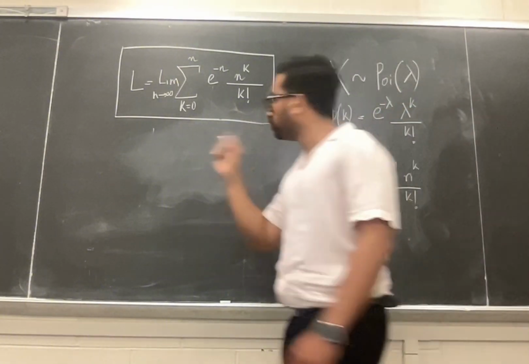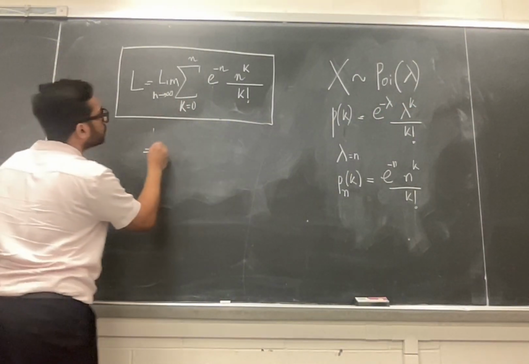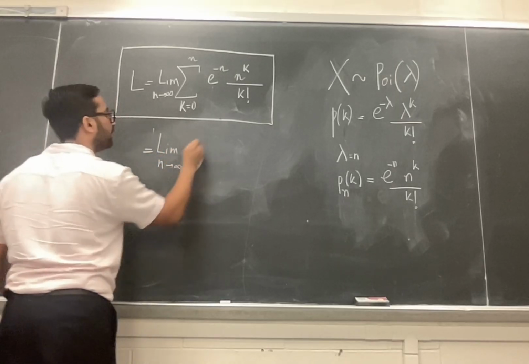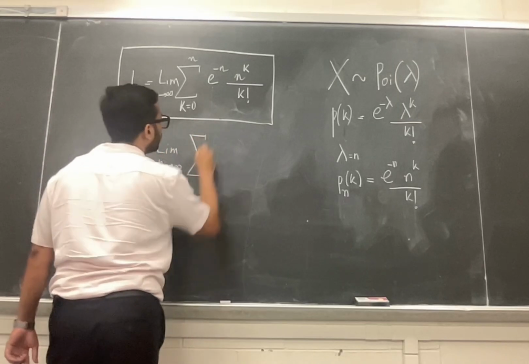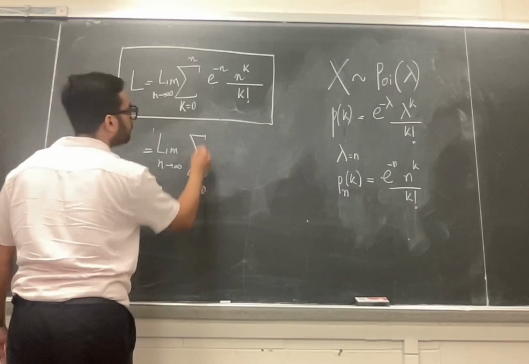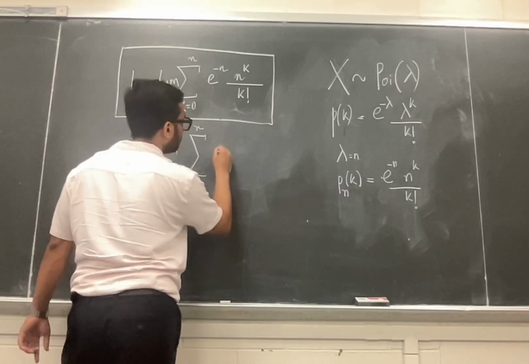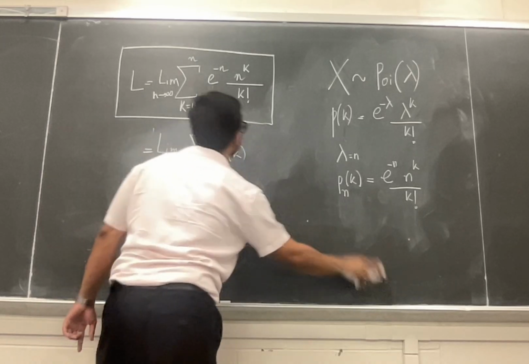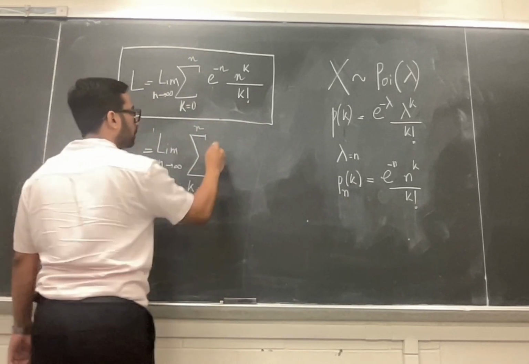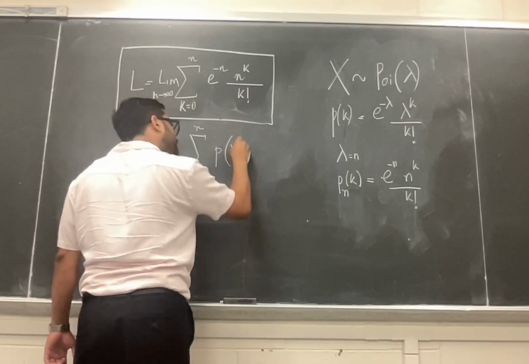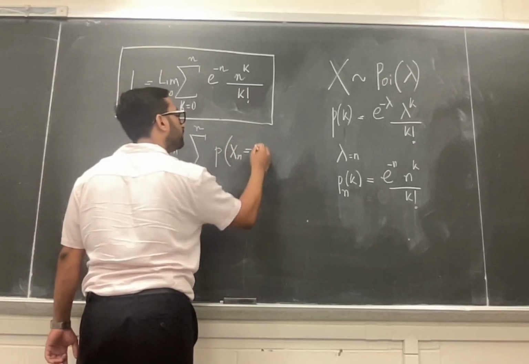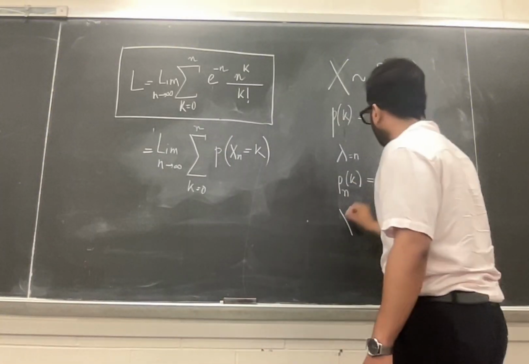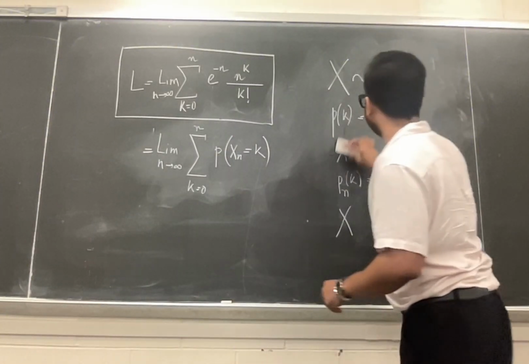So what does it turn out to be? This turns out to be limit n tends to infinity, summation of k from 0 to n of P of n, k. Or you can also write it as P of x_n is equal to k. What is x_n? So x_n is nothing but, you can write that.